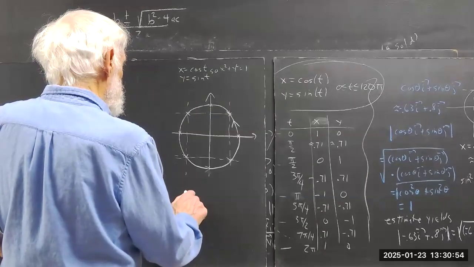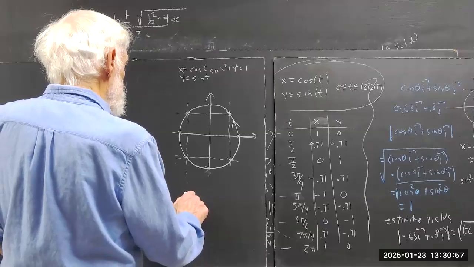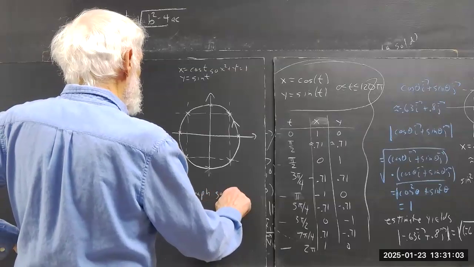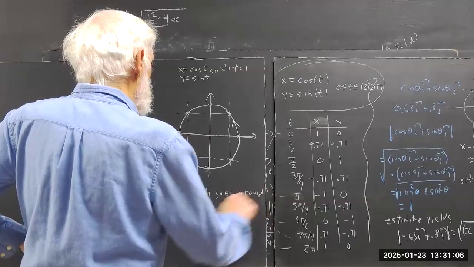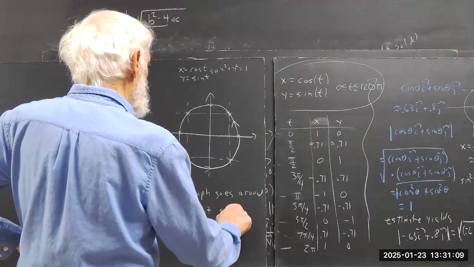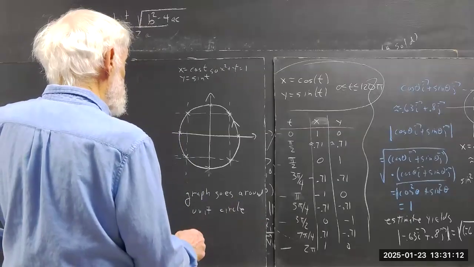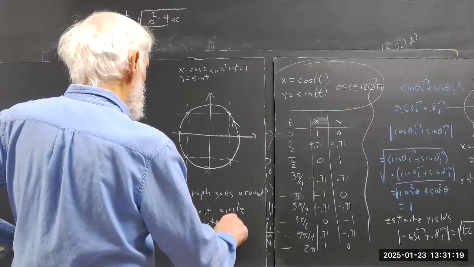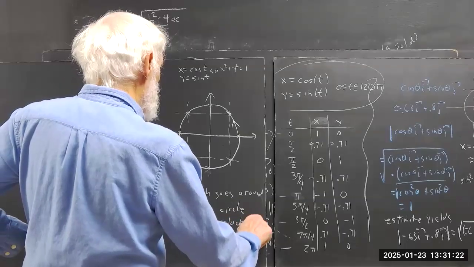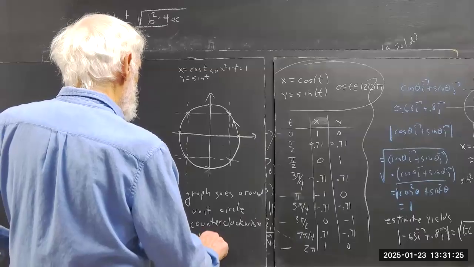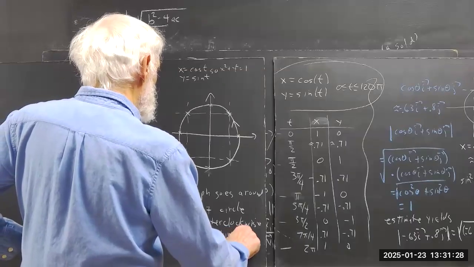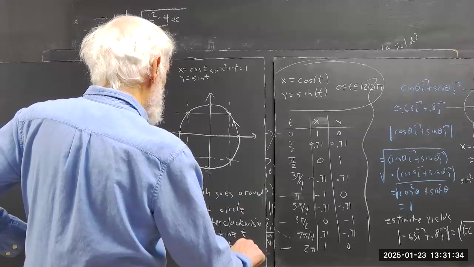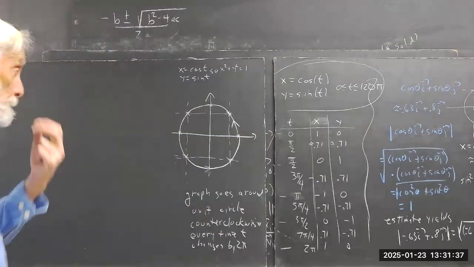So the graph goes around the unit circle counterclockwise every time t changes by 2 pi.